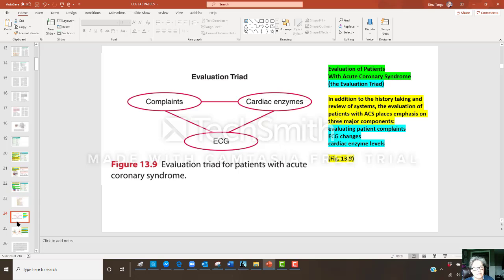Figure 13.9 talked about the evaluation triad for patients with acute coronary syndrome. You're going to look at the complaints the patient has, the cardiac enzymes, and their ECG. And we already talked about the cardiac enzymes briefly.